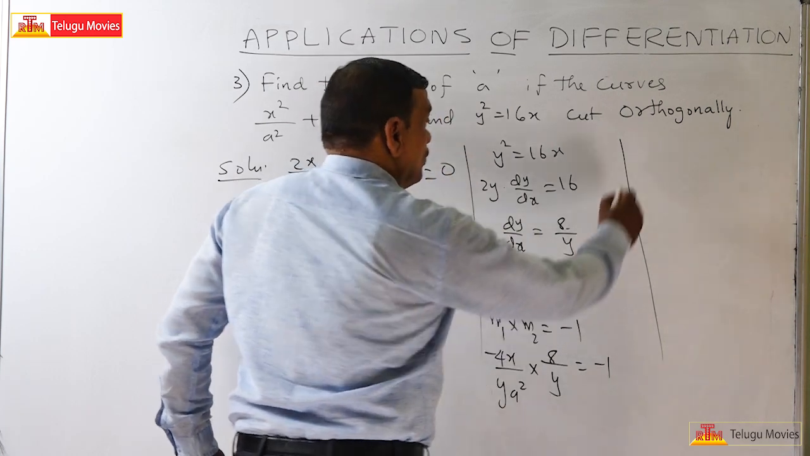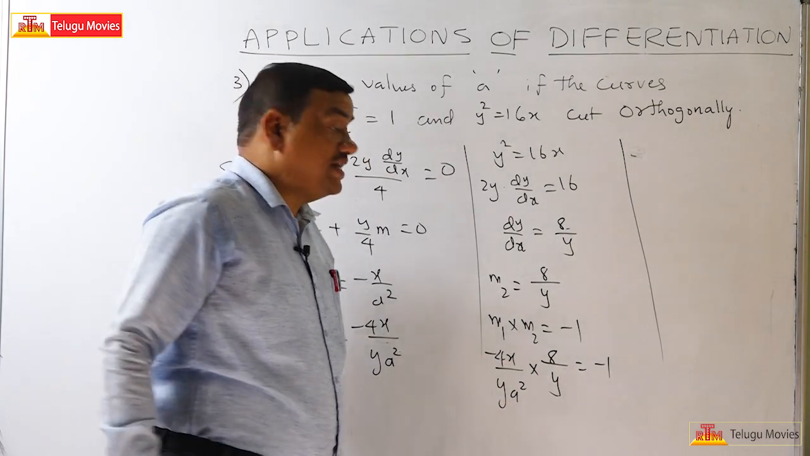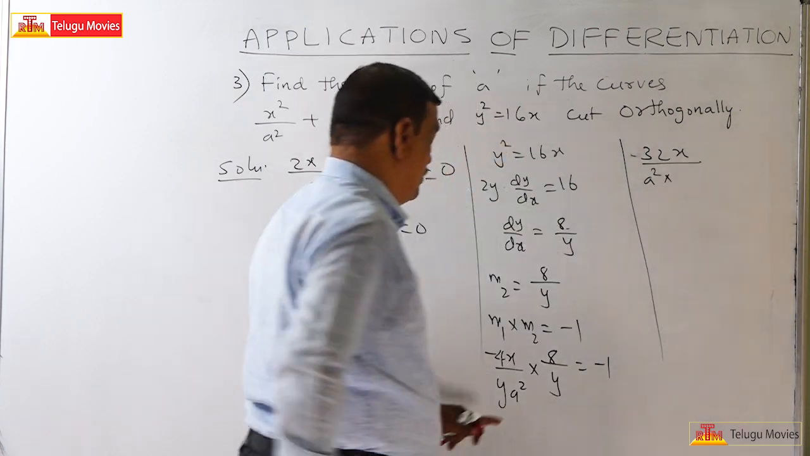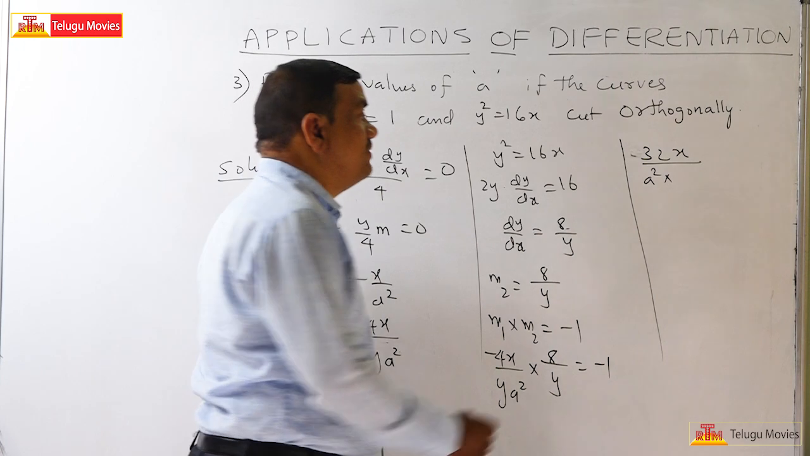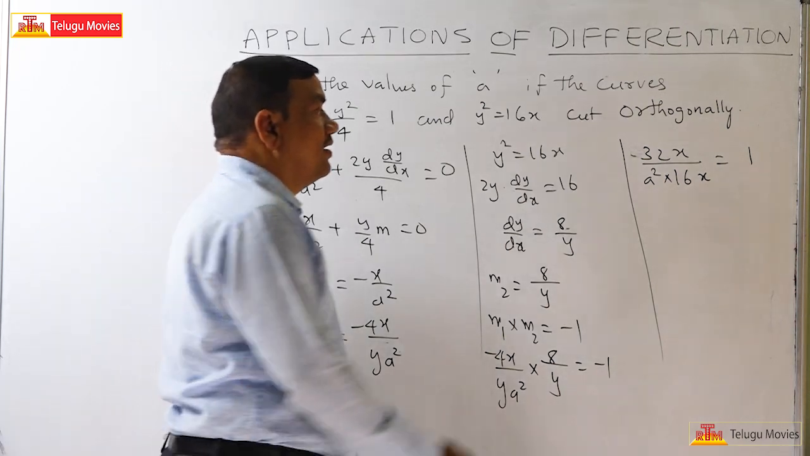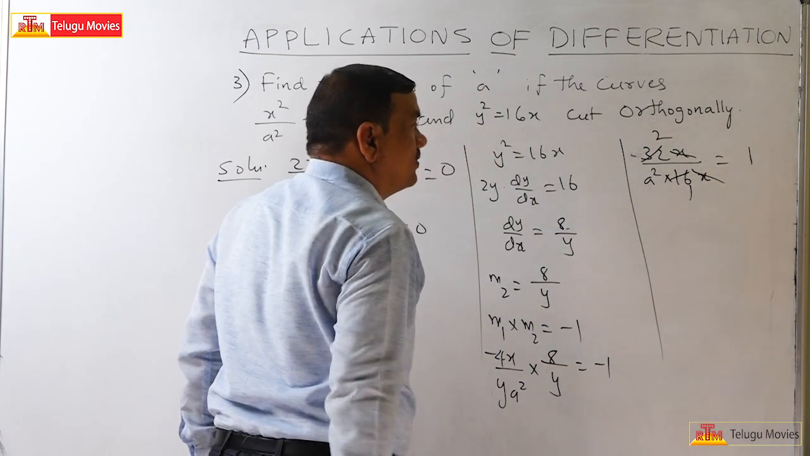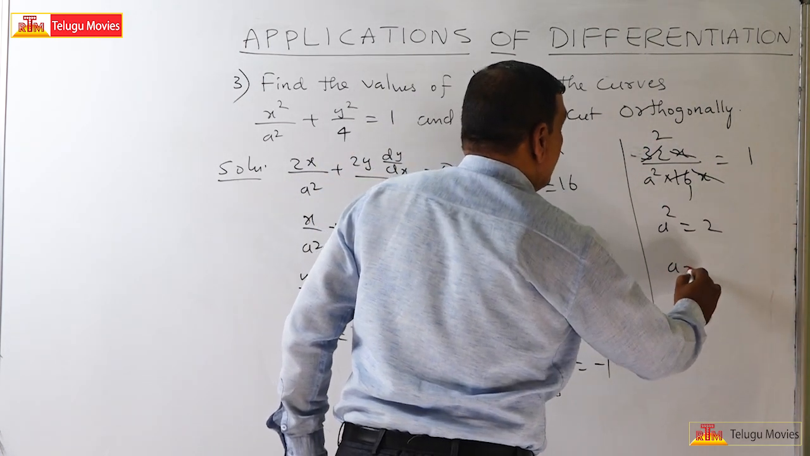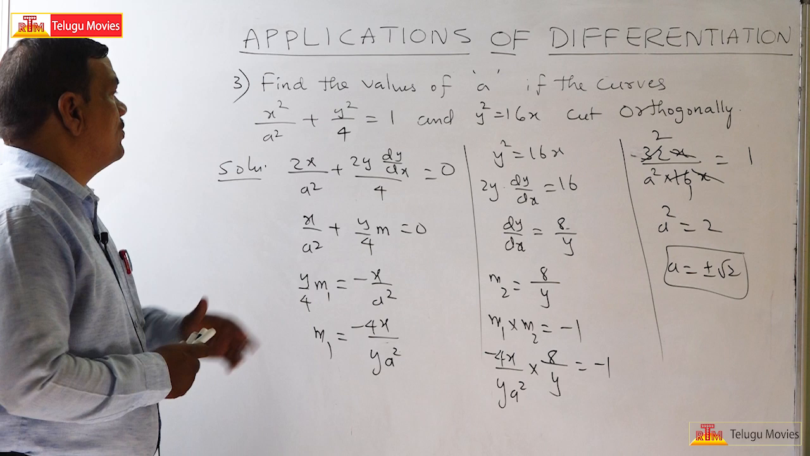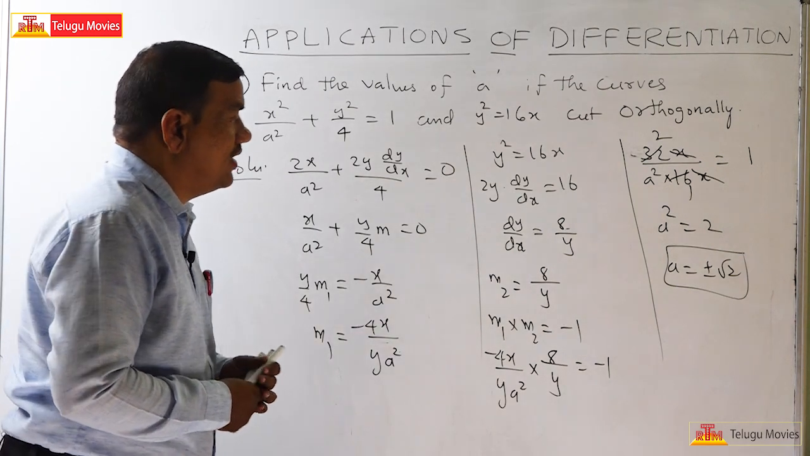So this is equal to, minus and minus both can cancel. 4 8s are 32x by a square into 16x is equal to 1. Okay now. So here x cancels. 16 2s are 32. A square is equal to 2. Therefore a is equal to plus or minus root 2. Of course here a square value is positive, but a can be plus or minus root 2. Okay. So that is the answer.